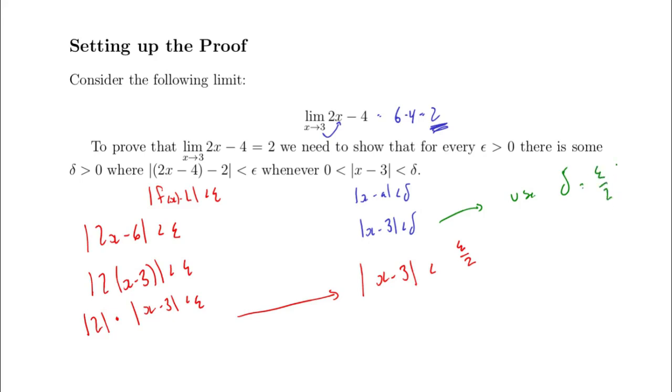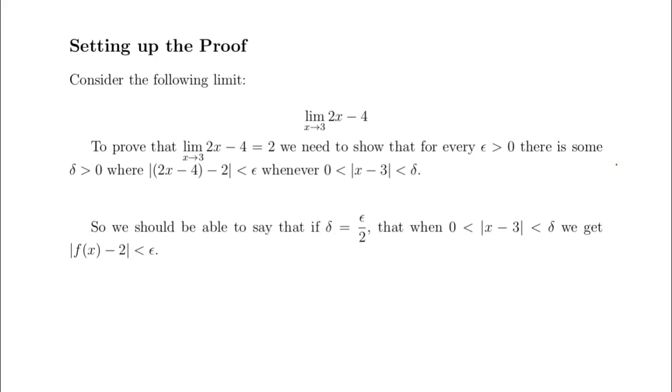What this means is that for anybody's arbitrary standard of closeness in the y values, that epsilon value, we can always find a delta. This is like a rule that says if you give me epsilon, I can find a corresponding delta. And then we'll be able to put this all together to show that this proof is going to work. So let me show you how to do that. Again, we should be able to say that if delta equals epsilon over 2, then when 0 is less than the absolute value of x minus 3 is less than delta, we get that f of x minus 2 is less than epsilon in absolute values.